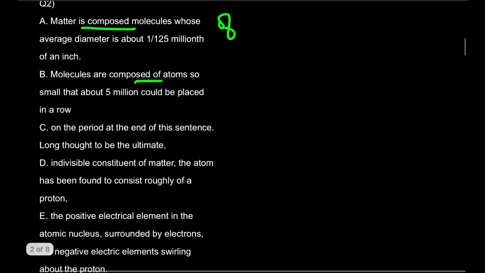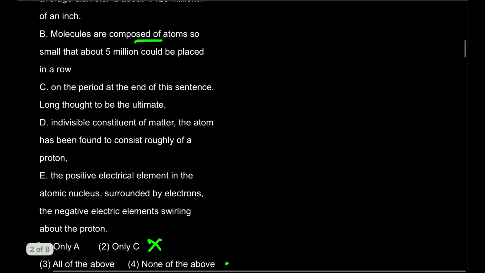So let's go back to B and C. Molecules are composed of atoms so small that about 5 million could be placed in a row, no problem. Okay, C is definitely not wrong because we know that the moment B is not wrong, then all of the above can also not be true. Now let's check for the other options in a very quick run.